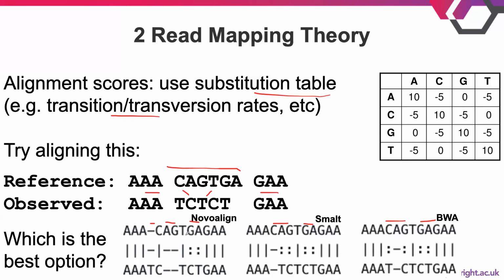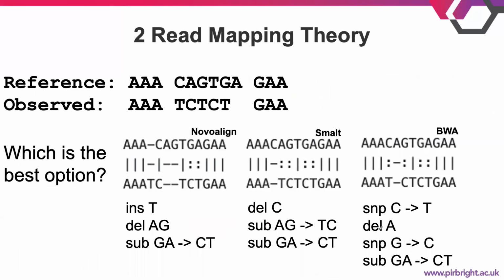What we can do is quantify the number of indels and SNPs for each of these changes, and that gives us a better sense. If we do that with these lines, we see Novoalign has an insertion, a deletion of 2 bases, and a substitution of G for CT. SMALT has a deletion, a substitution of AGTC here, and then GACT as well. And BWA has a SNP, a deletion, another SNP, and another substitution as well. So which is best is not necessarily very clear.